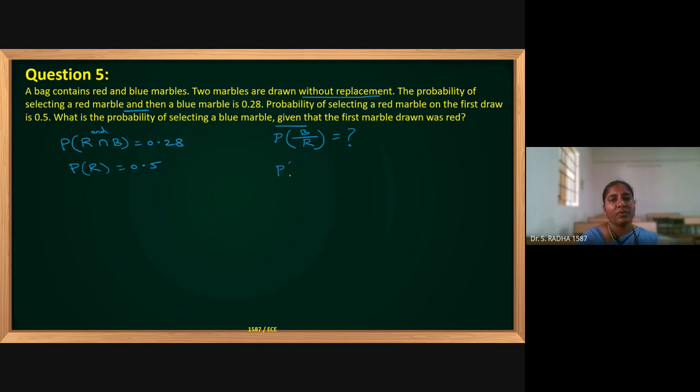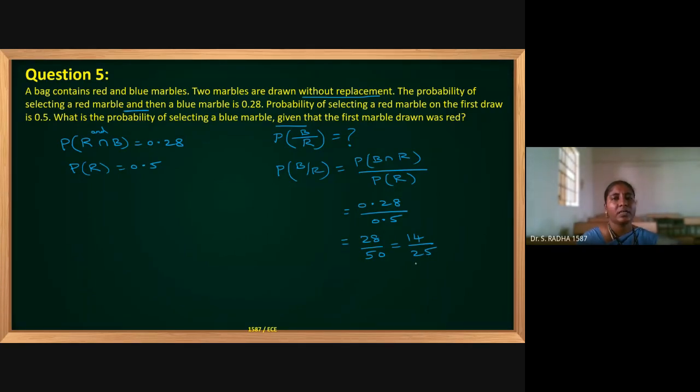We know the formula from Bayes rule. P(B|R) is nothing but the probability of B intersection R divided by the probability of R. R intersection B or B intersection R, they are one and the same. So it is 0.28 divided by 0.5. If you multiply both numerator and denominator by 100, it is 28 by 50, which is 14 by 25. 14 by 25 is the answer.